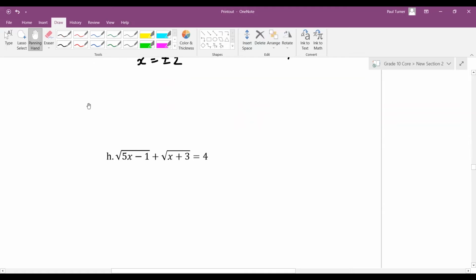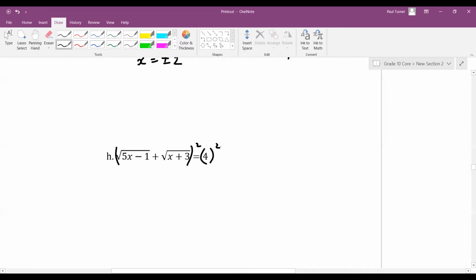Let's look at H. Looks pretty bad. What do you think you're going to do here? What if you square both sides? There's a couple of ways to do it, but what I did, we've got to get this down a little bit more. You've got 2 roots here. You don't want 2 roots. Okay, so let's square both sides like that.